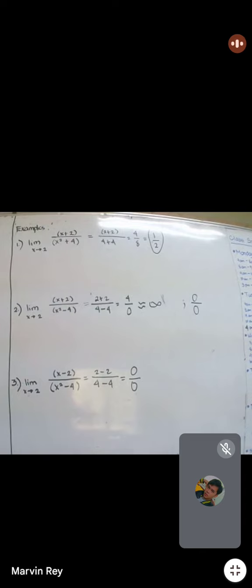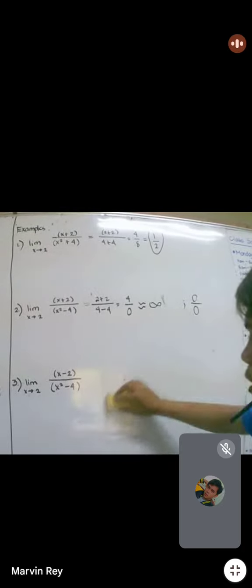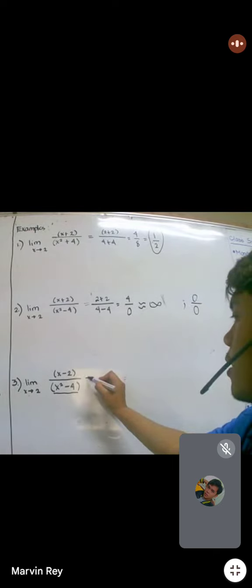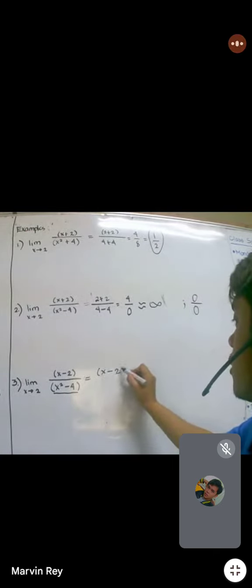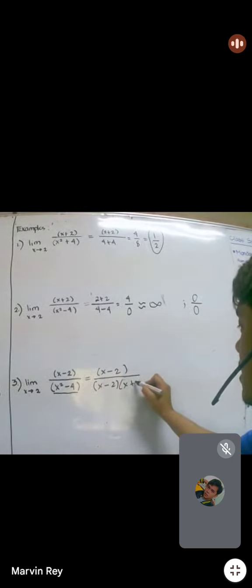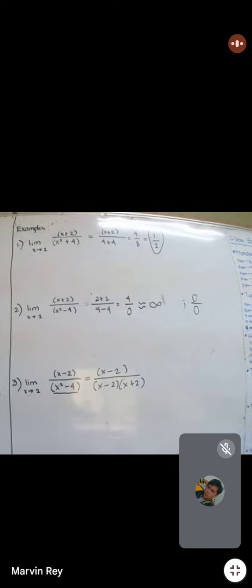What is the first thing to do in this case? How will you do that? Factor out. Yes, correct. Based on what you can observe on the equation, you can factor this x squared minus 4. Since this is a perfect square, x minus 2 and x plus 2 can be the factors of this equation, right?